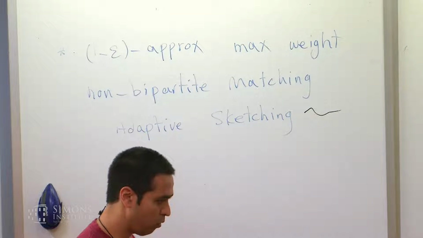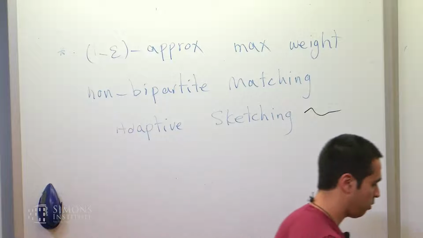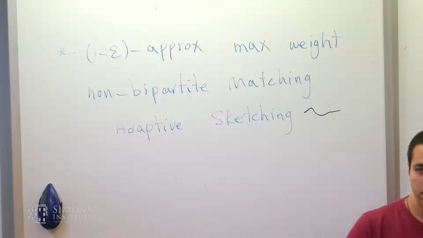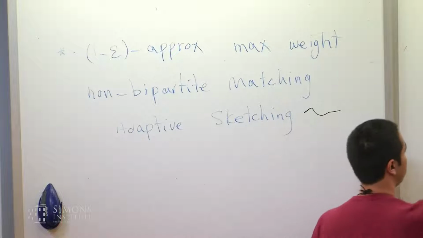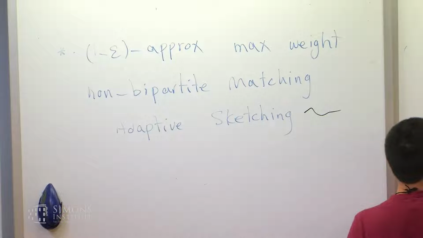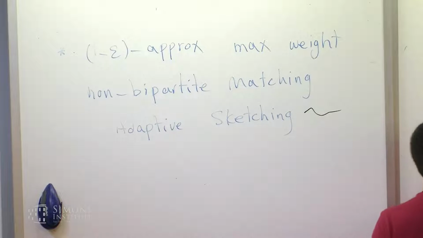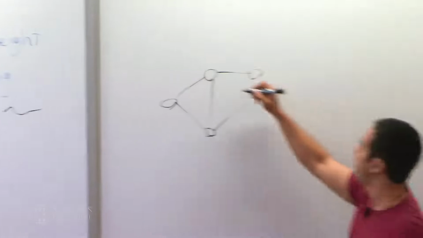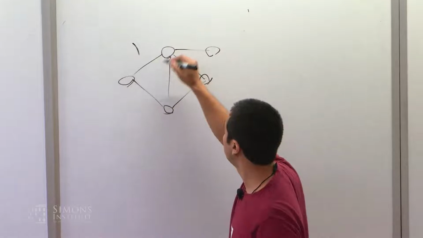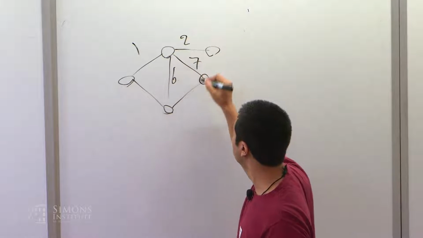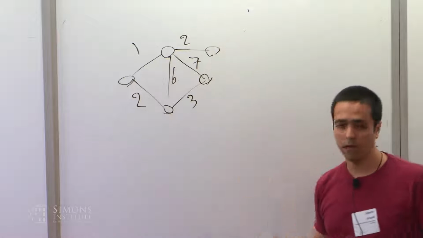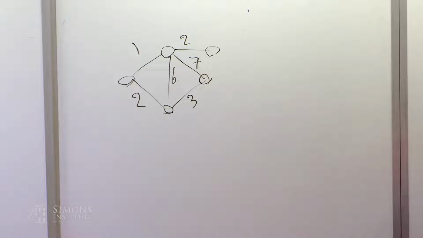All right, good. So what are we talking about? We are talking about the maximum weight matching problem. The problem is just this. You have a graph. It's not necessarily even bipartite. You have some weights over the edges.